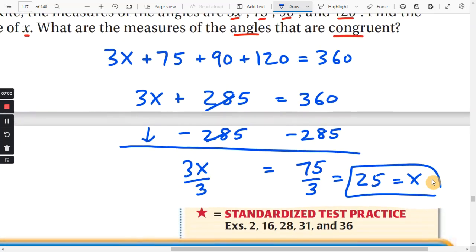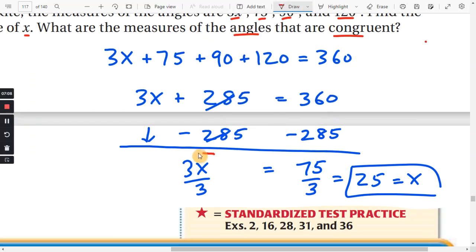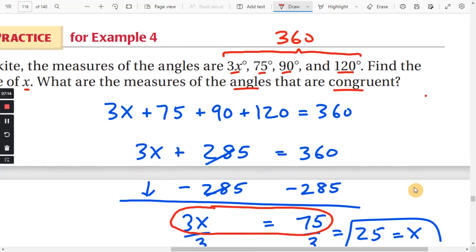Okay, and I mistakenly thought we would have to plug this in. We don't have to plug it in because we already solved for 3x. We said in this step right here, 3x is 75. X is 25, but 3x is 75. So the angles that are congruent are a pair of 75s.